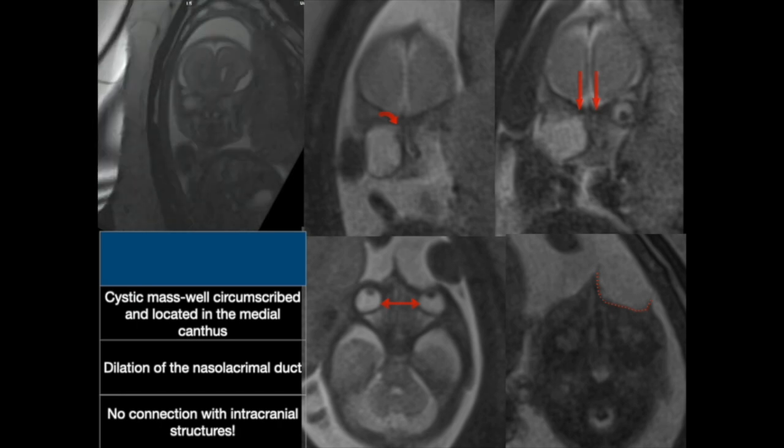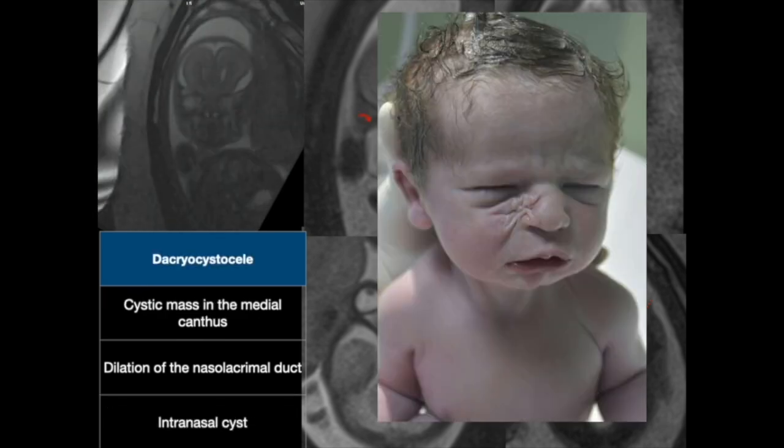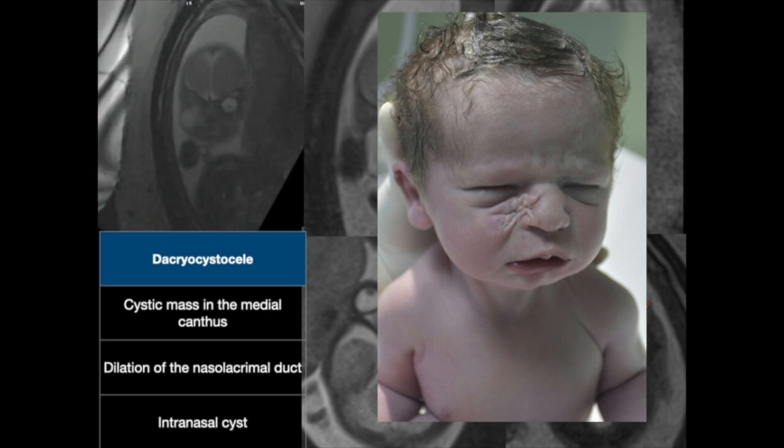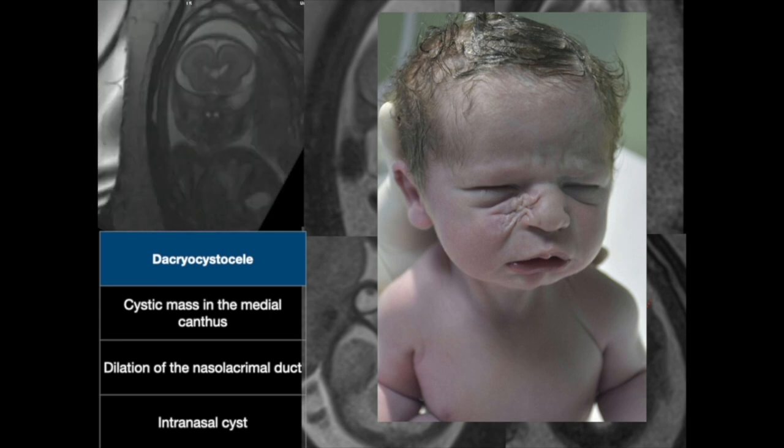There is no hypertelorism. This is the picture of the baby after birth. There is a spontaneous resolution of this cystic mass after birth.